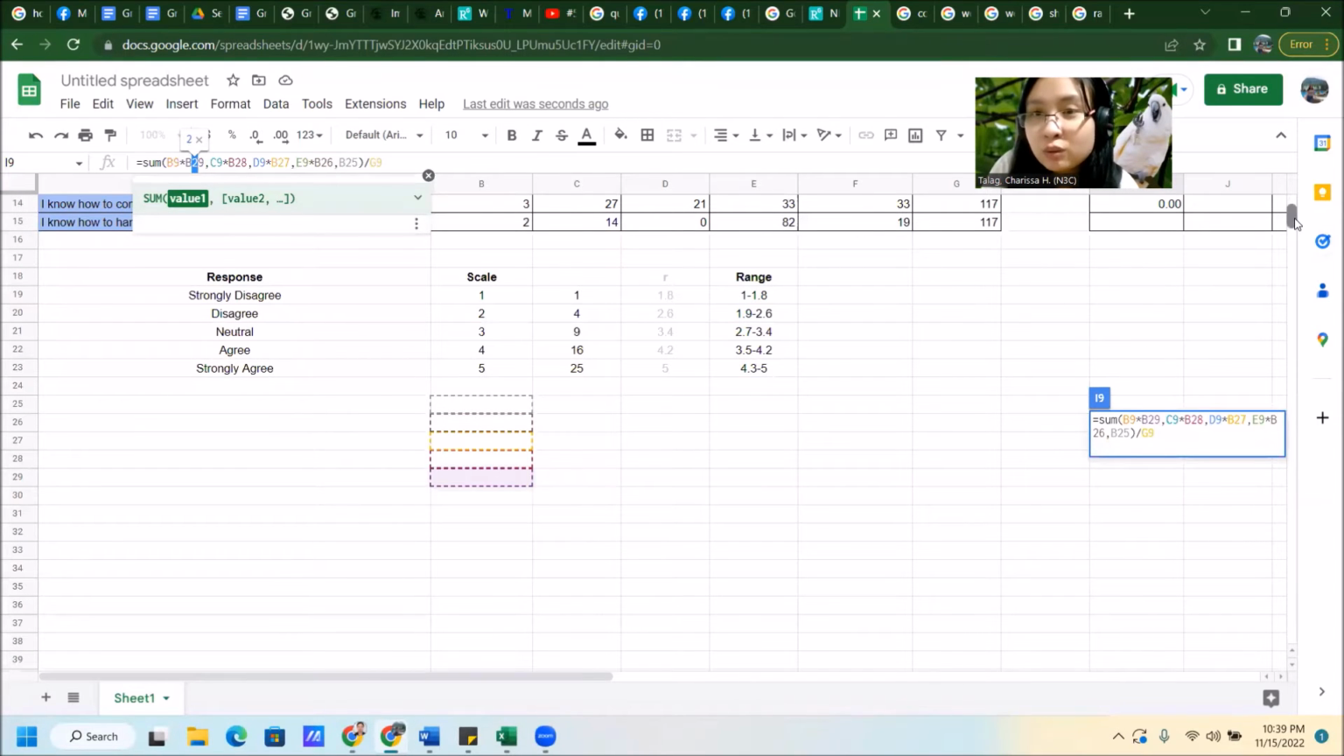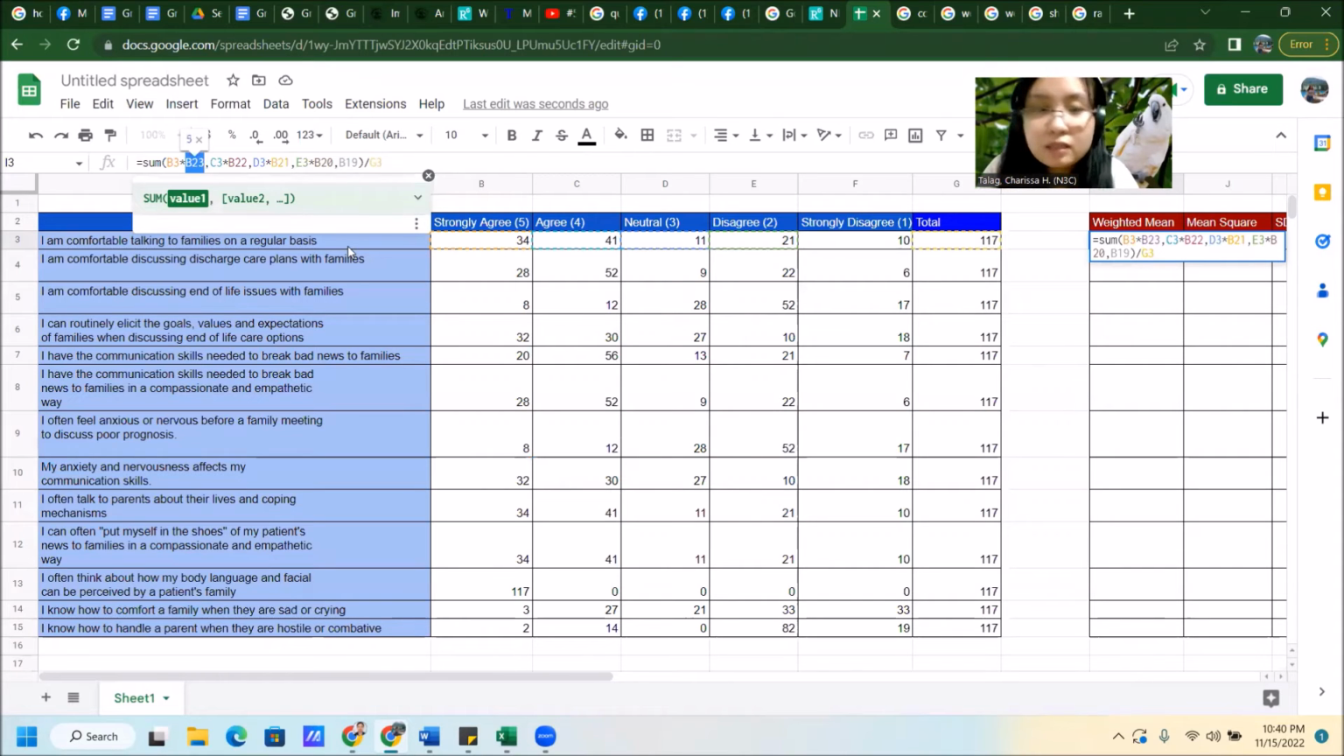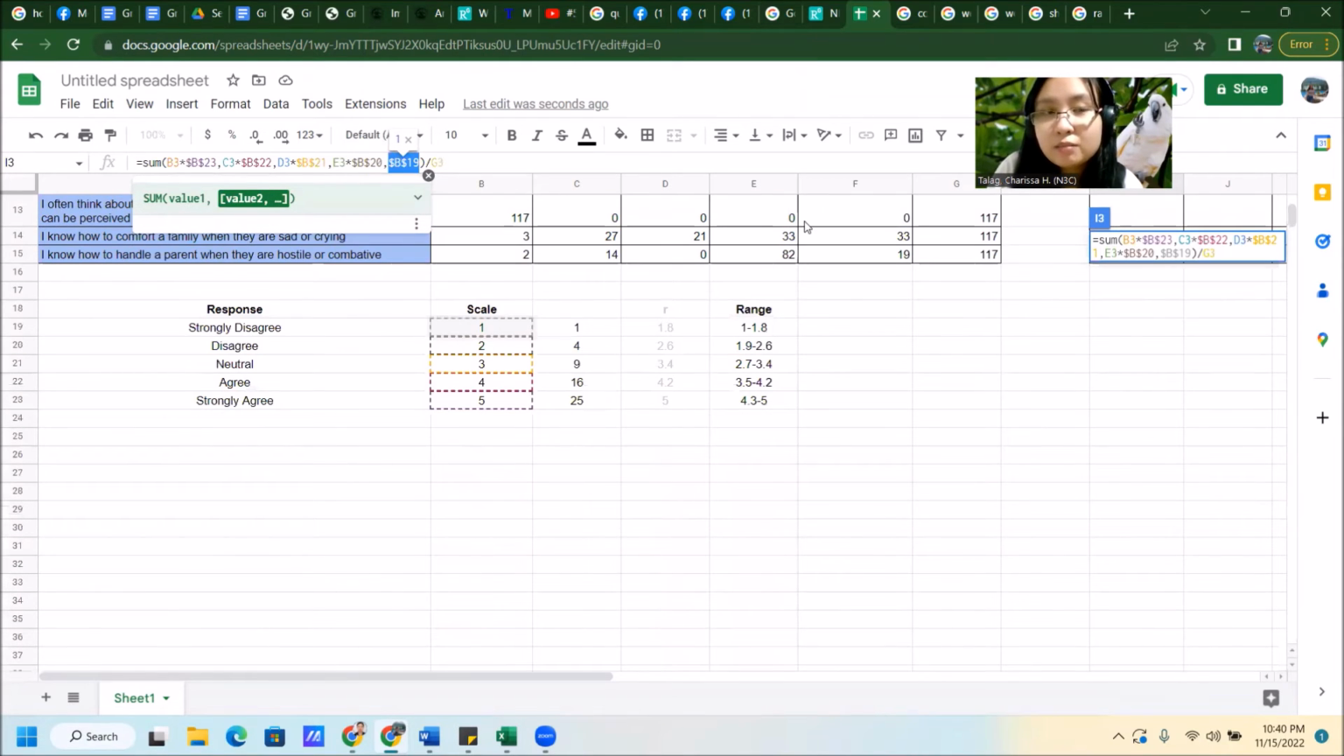So, para hindi mangyari to, kailangan natin i-freeze yung cells. I-freeze natin tong B23. Press F4 sa keyboard. B22, B21, B20, B19. Ayan. Para yung data natin, magmumultiply lang siya dito sa 1, 2, 3, 4, 5 pag drinag down.